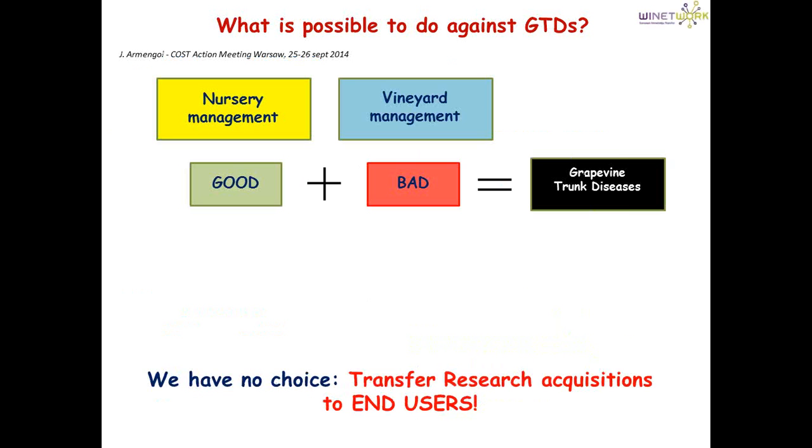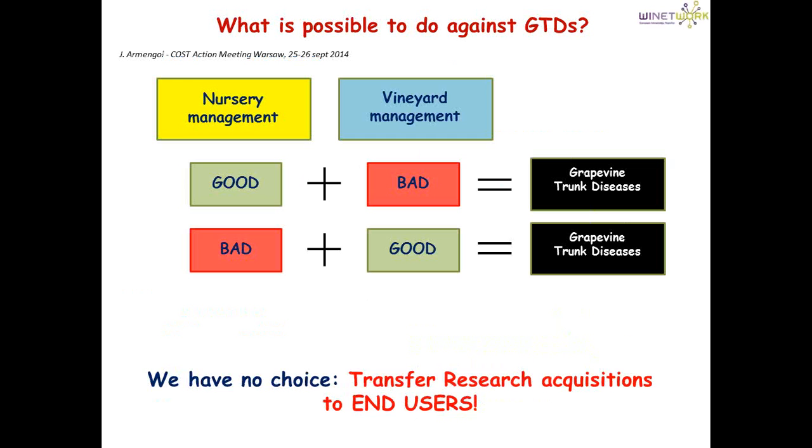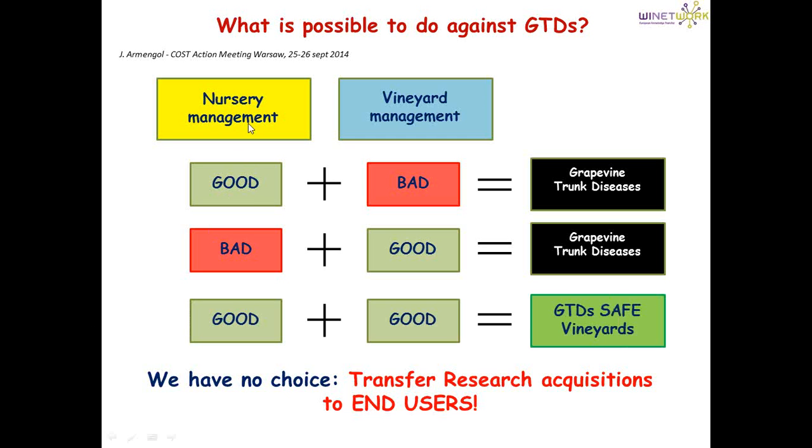This slide is just to show how Joseph Armengol, in a simple and elegant way, synthesizes how both viticulturists and nurserymen are currently called to use good practices to limit the threat of GTD. But to do this, both must be informed, so we have no choice. We have to transfer the research knowledge to the end users, because if we have good management in nursery but not in vineyard, we will have grapevine trunk disease. In the same way, if we have bad nursery management and good vineyard management, we will have grapevine trunk disease.